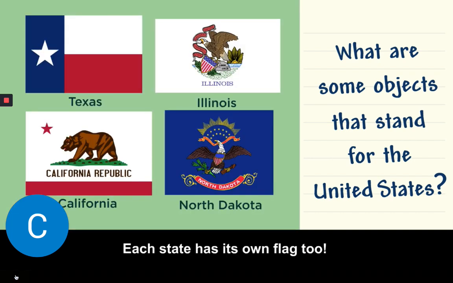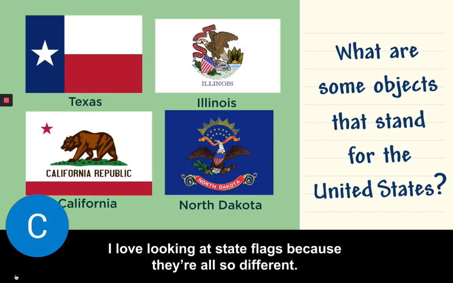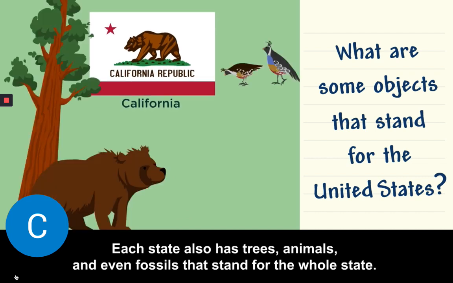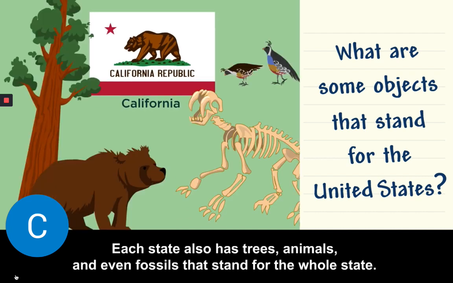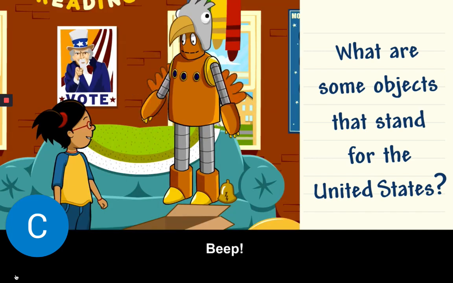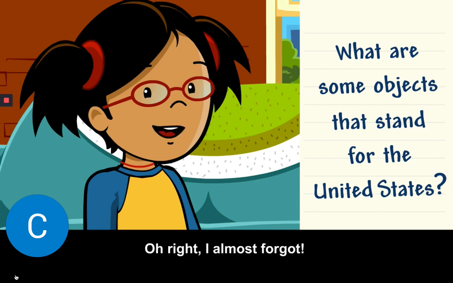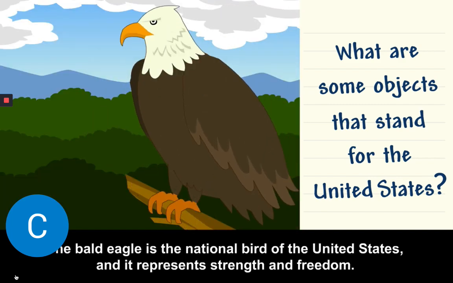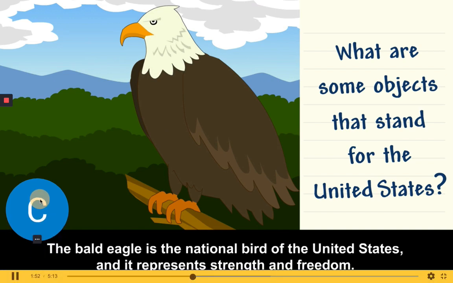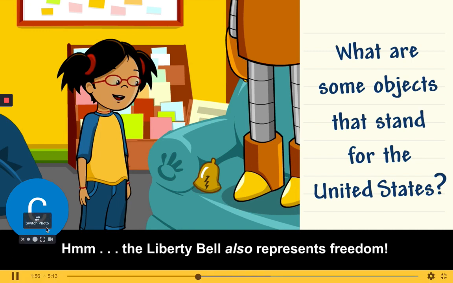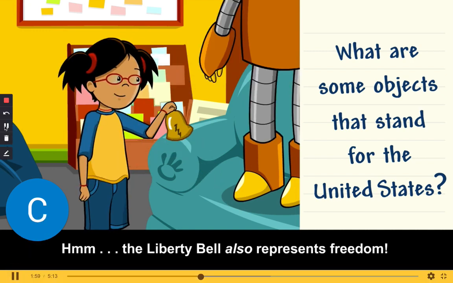Each state has its own flag, too. I love looking at state flags because they're all so different. Each state also has trees, animals, and even fossils that stand for the whole state. Oh, right. I almost forgot. The bald eagle is the national bird of the United States, and it represents strength and freedom. The Liberty Bell also represents freedom.